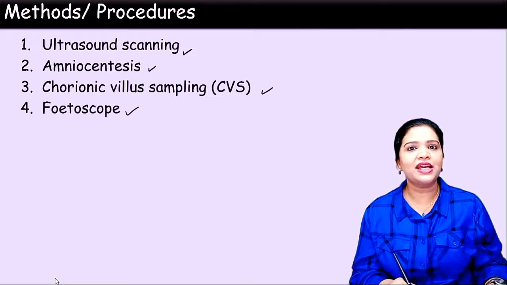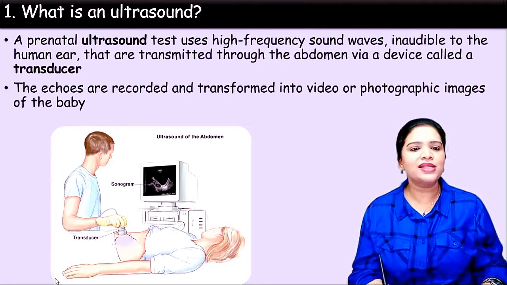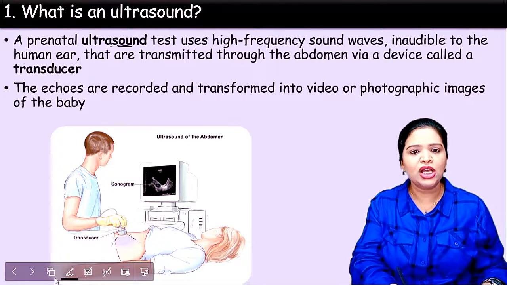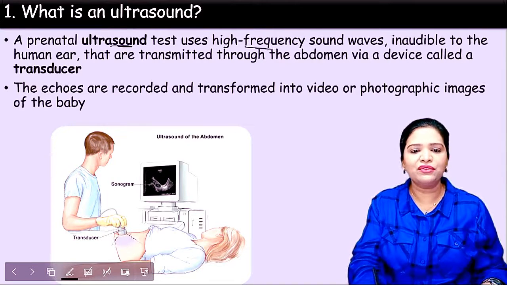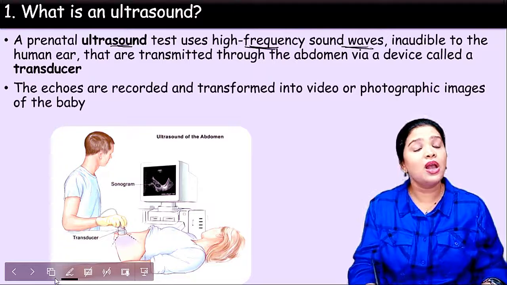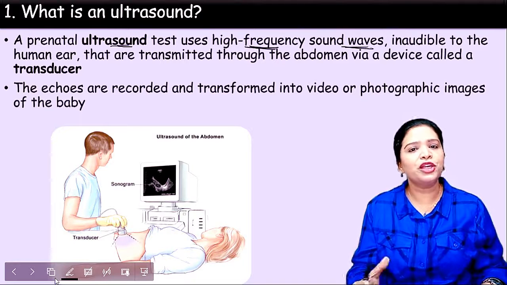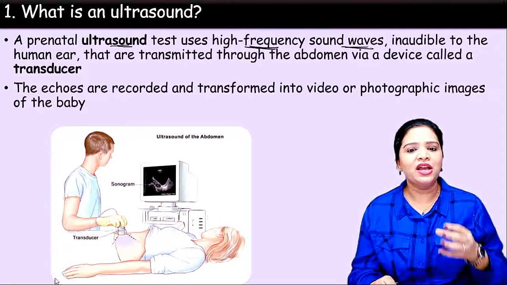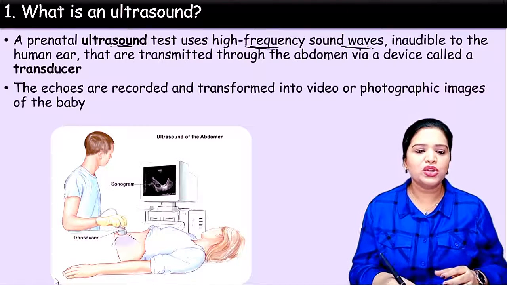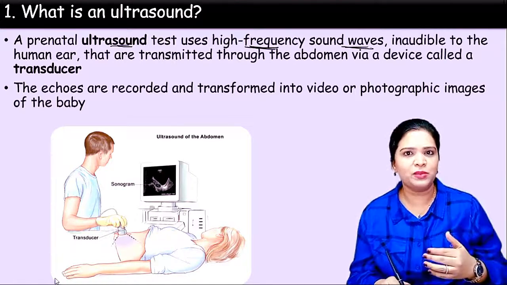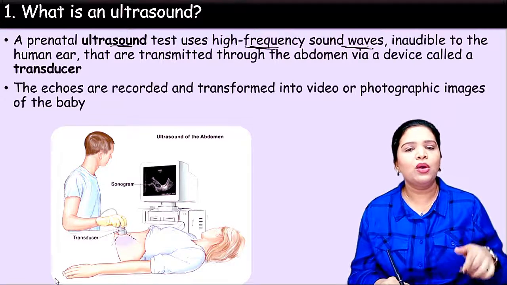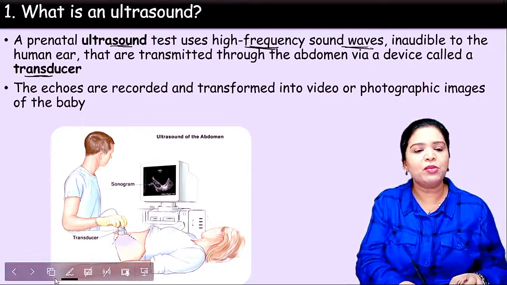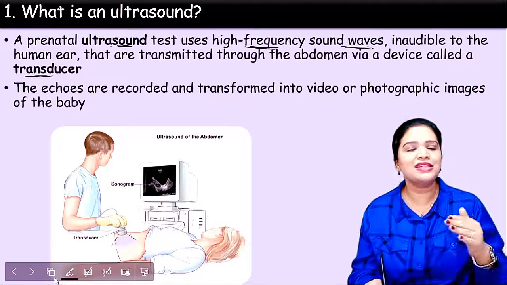So the first technique, ultrasound scanning. What is an ultrasound scanning? This is a prenatal test. This technique uses high frequency sound waves which are inaudible to the human ear. So this equipment uses high frequency sound waves. These sound waves are transmitted through the abdomen via a device called transducer. Transducer is the name of the device which gives these sound waves.